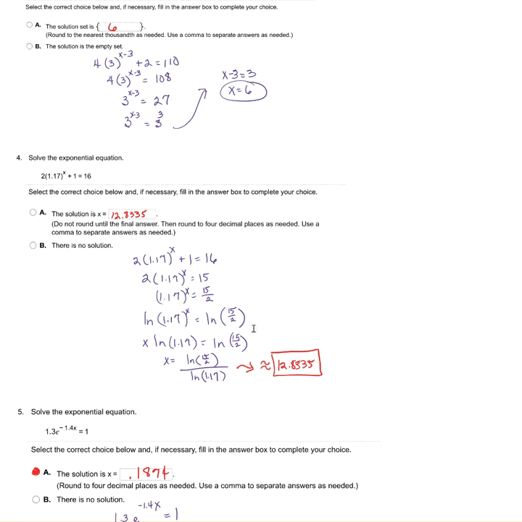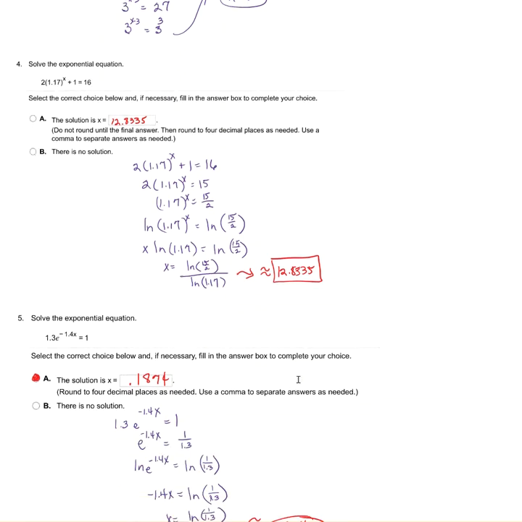Then you take ln of both sides. So this is not e, so all that can happen is the x comes to the front. Then if we're trying to isolate x, we can divide both sides by this number. So we have x equals ln of 15 halves over ln of 1.17. Should get this on the calculator.